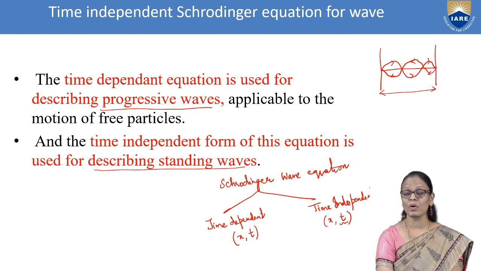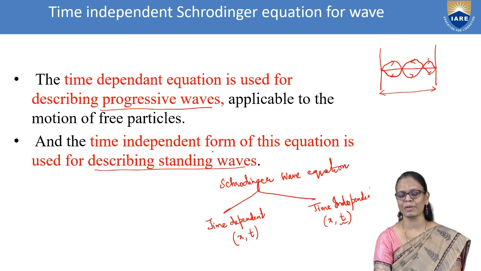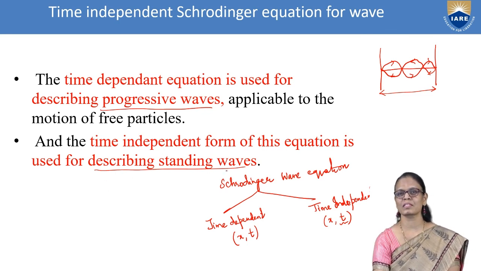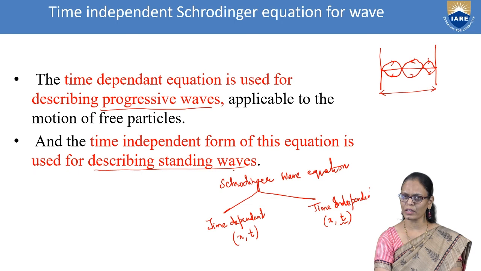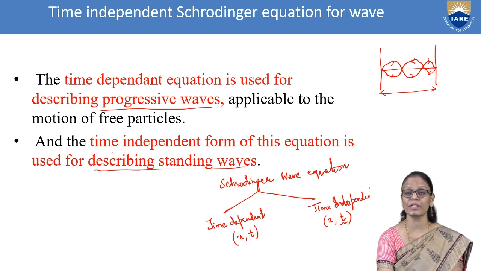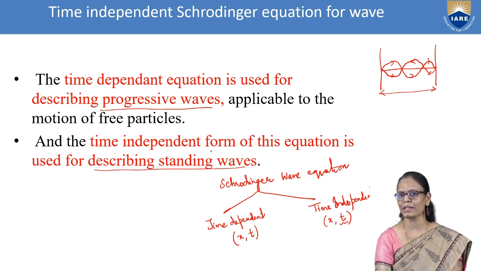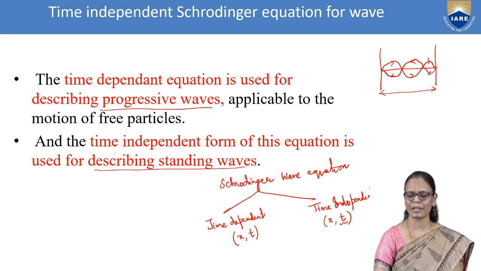So the time-independent form is used to describe the standing waves. In this class, we are going to discuss only the time-independent Schrodinger wave equation. We are not going to derive the time-dependent equation. Maybe in some other class, we will be touching upon the time-dependent equation.